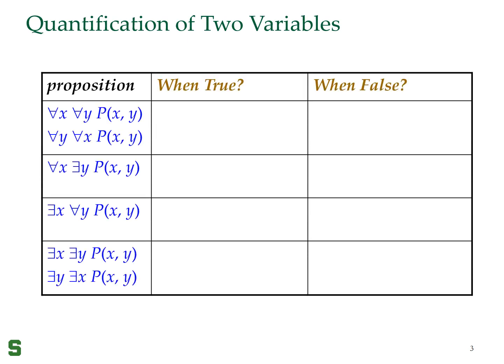Let's look at quantification over two variables. So in that case, we have two quantifiers, one for x, one for y, and each quantifier could be either a universal for all quantifier or an existential quantifier. And so we have a total of 4 possible combinations to worry about.